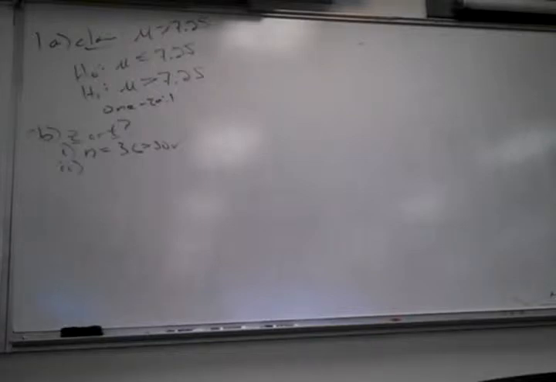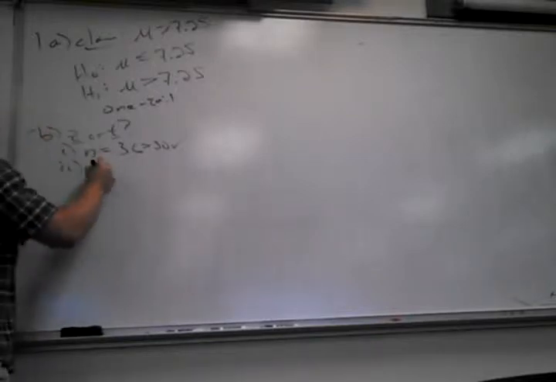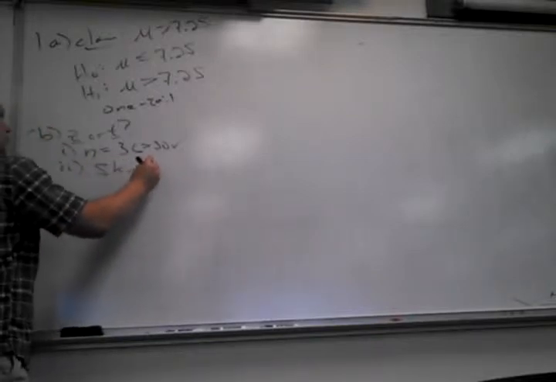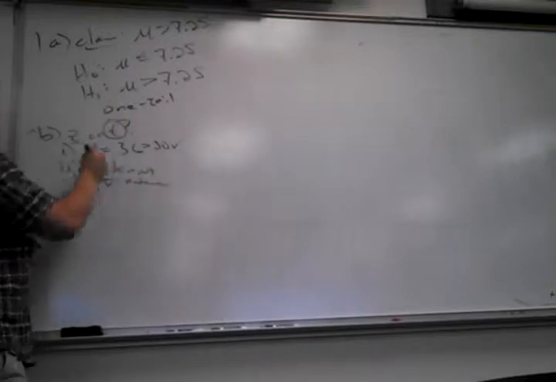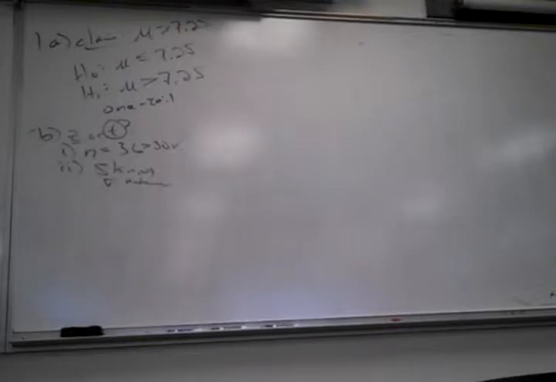And then which one really determines it? Which standard deviation do we know? Sample S known, sigma unknown. So we want to use the T-score. Or we have to use the T-score. I don't care what you want. You've got to.